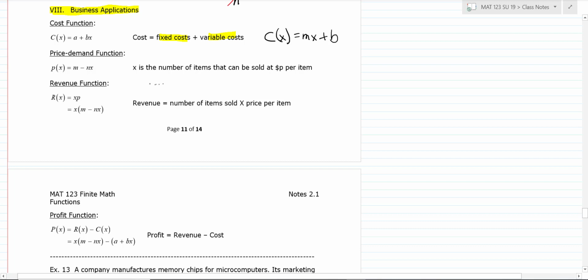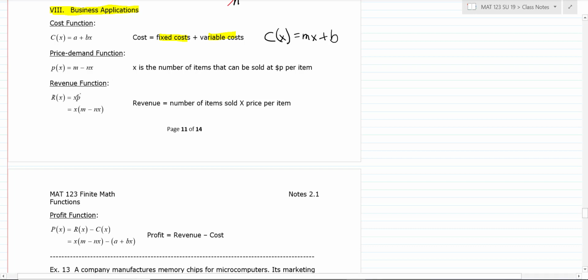Price demand function, X is the number of items that can be sold at a specific price. If you think about it in business, the price that you set on something affects how many things you're going to sell. If you charge too much, people are unlikely to buy something, right? So that's the idea. The price will change how many things are bought.